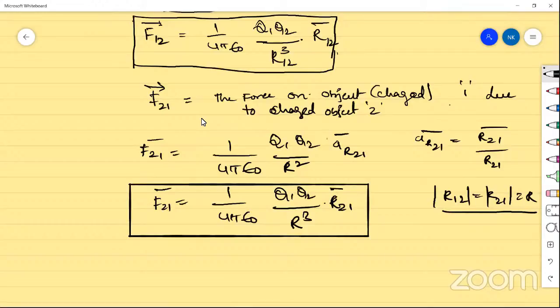So this is how we define Coulomb's law. What is important? The important parts are: the force is directly proportional to the product of the charges and inversely proportional to the square of the distance between them. And the force, very important, always acts along the line joining the two charged objects. And one more condition, what is that? The size of the object should be far less than the distance between the two charges.